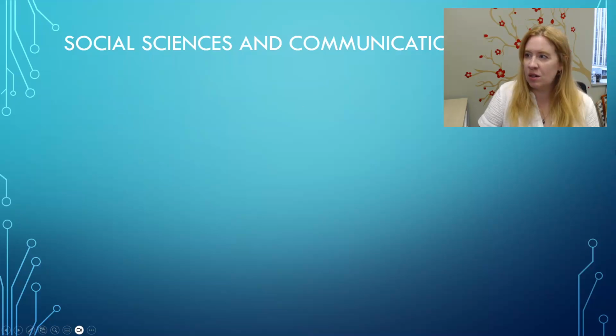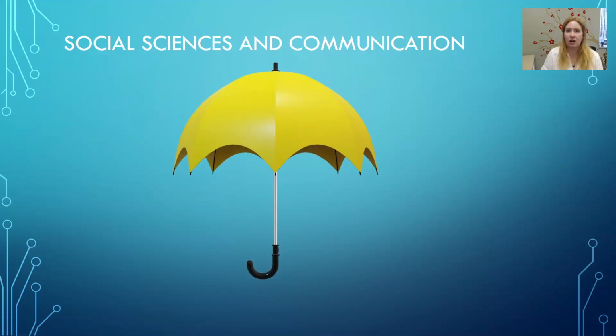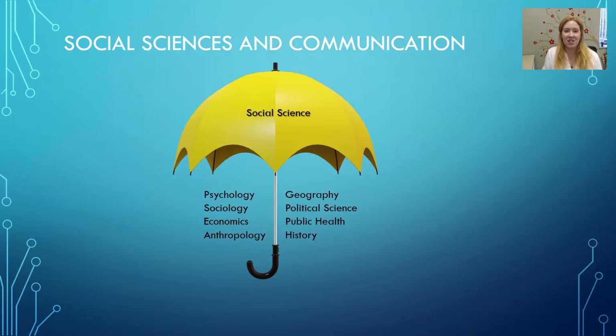So to start off, I would say that the social sciences are kind of a big umbrella topic where there's lots of subcategories underneath it. You can think of psychology, sociology, economics, anthropology, geography, political science, public health, history, and of course, communication. All falling under the umbrella of social sciences.